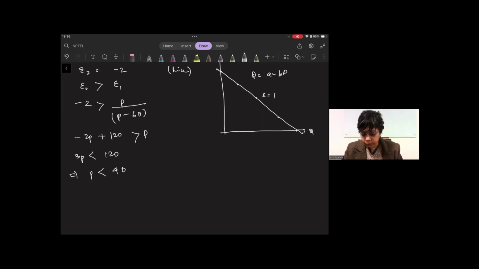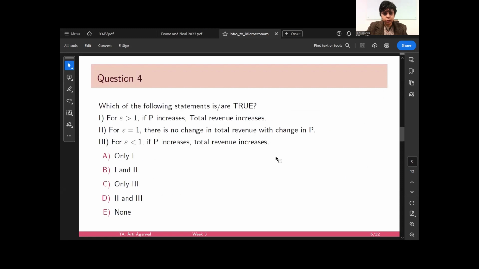Oh, so it's a problem with OneDrive. Okay, let me share the question from here.